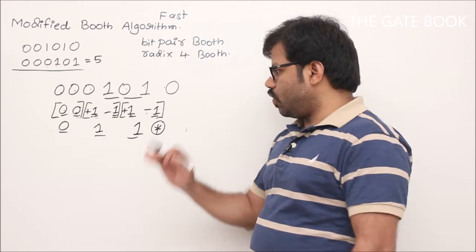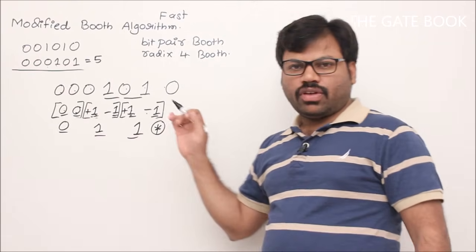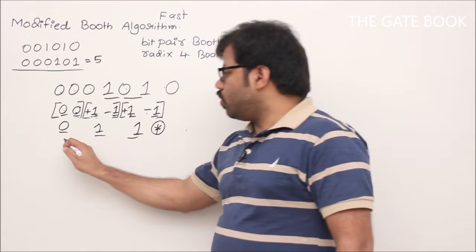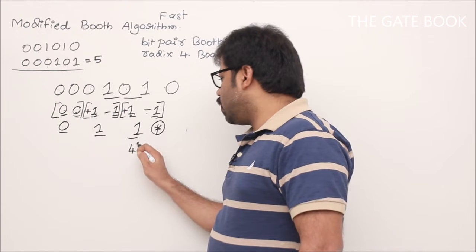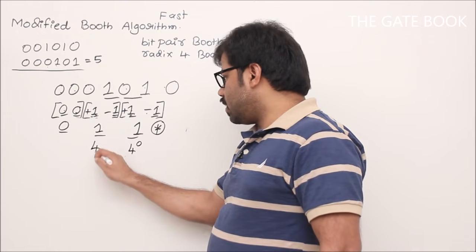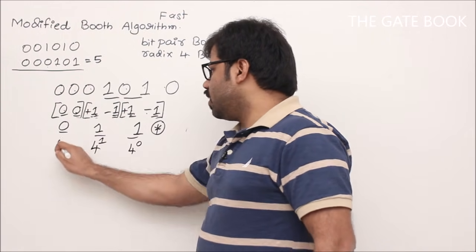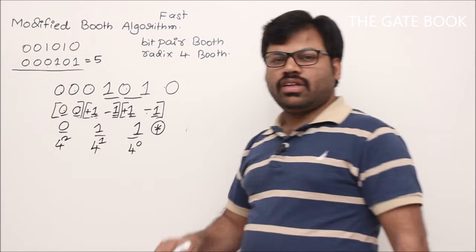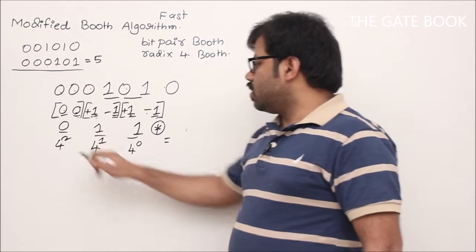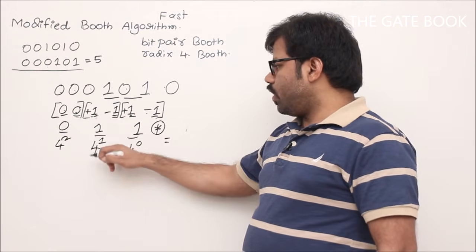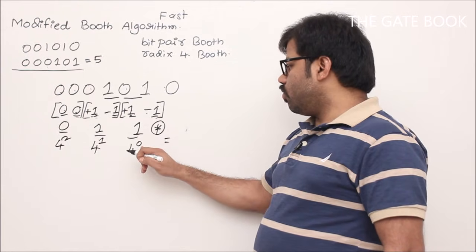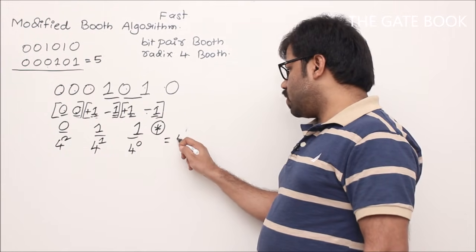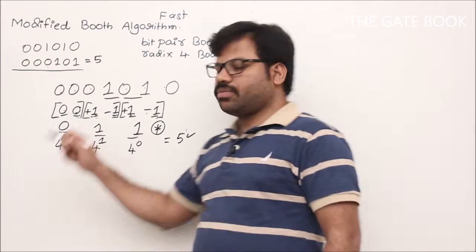Now, this is radix 4. This is actually 5. How it is 5, I will tell you. You imagine this as the 4 power 0 weightage bit, this as the 4 power 1 weightage bit, and this as the 4 square bit. Then you will be getting 16 into 0, 0 plus 4 into 1, 4 plus 1 into 1, 1. 4 plus 1, 5. Actually, it is 5.